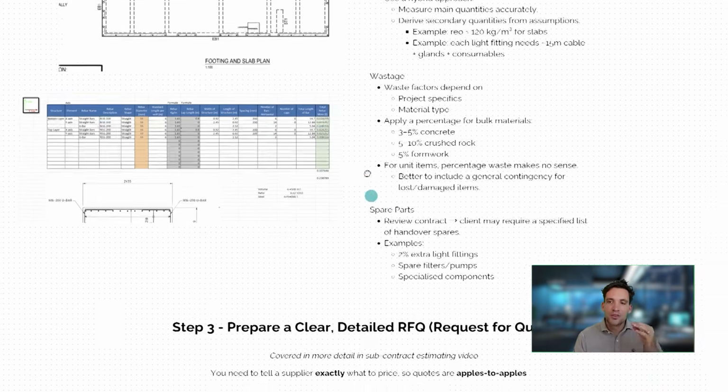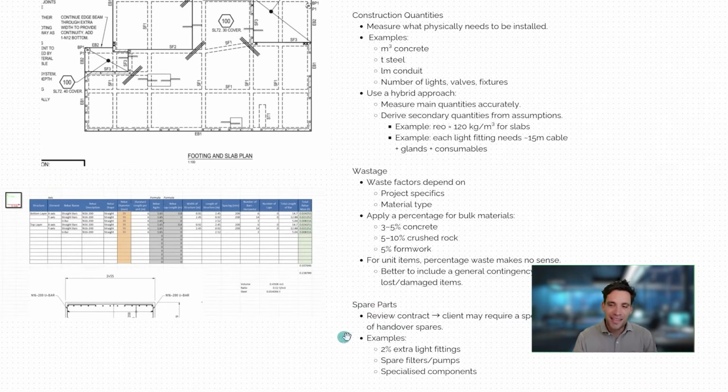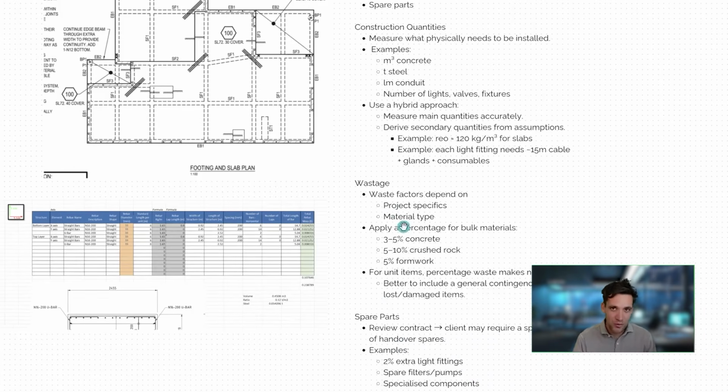The final quantity we need to allow for are any spare parts required in the contract. For most civil construction projects or civil contractors, this won't be relevant, but particularly if you're doing mechanical, electrical, services type work, the contracts will almost always specify that you need to provide spare parts or some handover parts as requirements. So this might be things like 2% extra light fittings, spare filters, pumps, specialized components, whatever. If it says it in the contract, you just need to make sure you're allowing for it in your bill of materials.